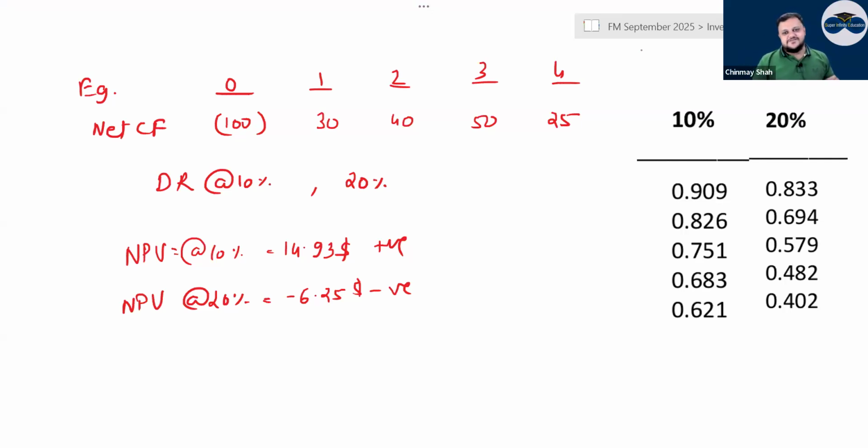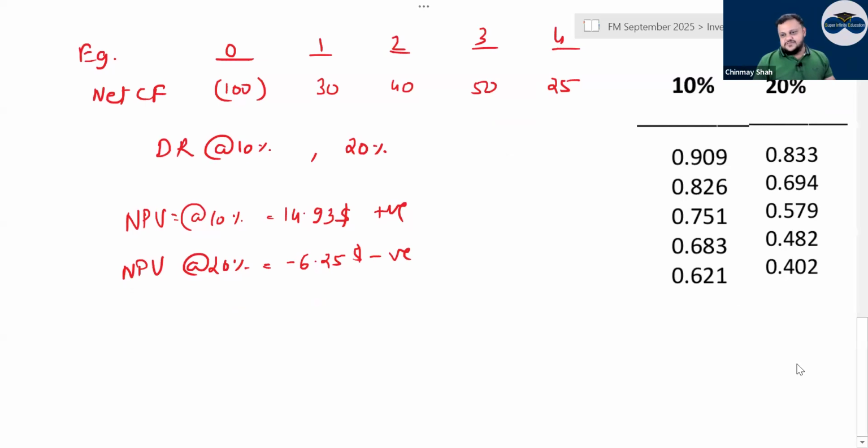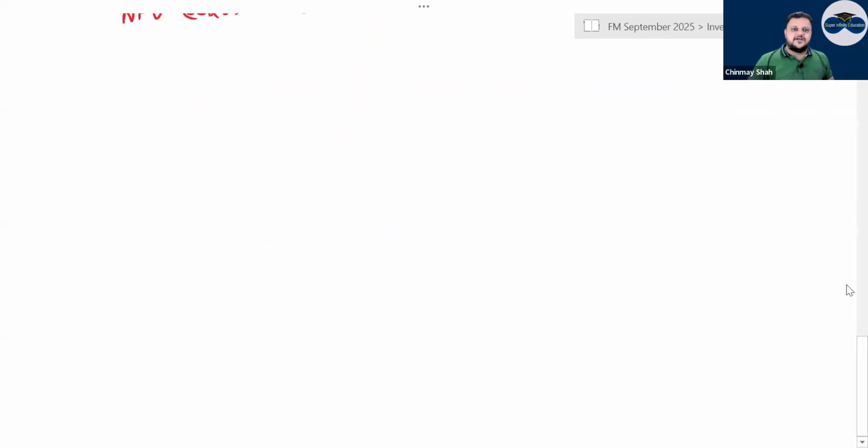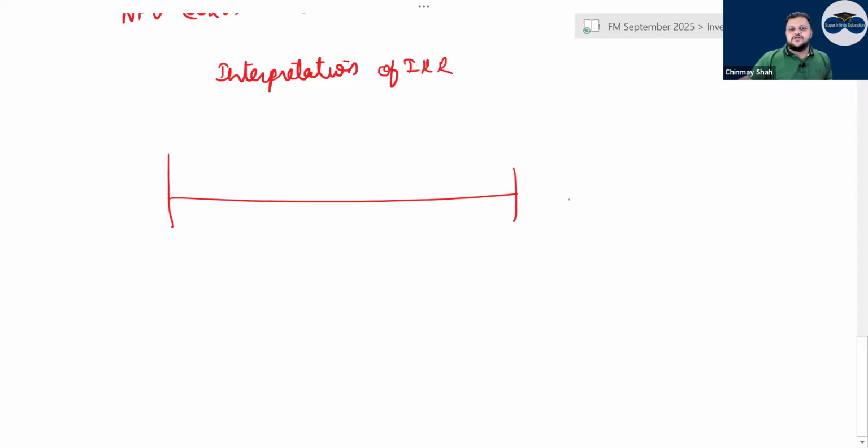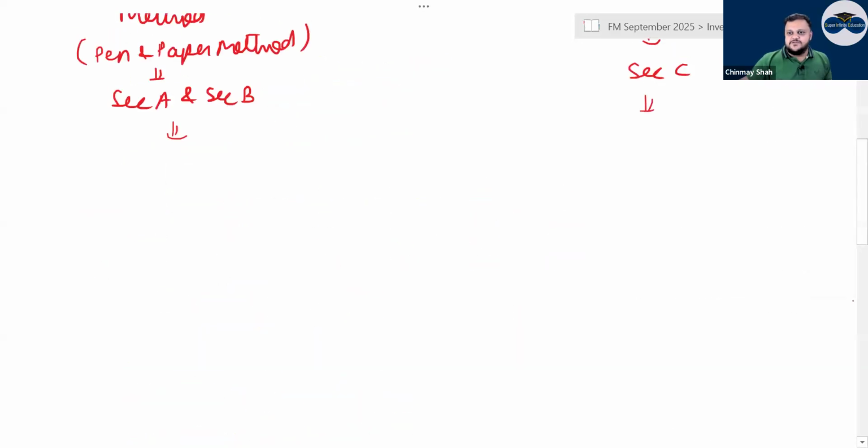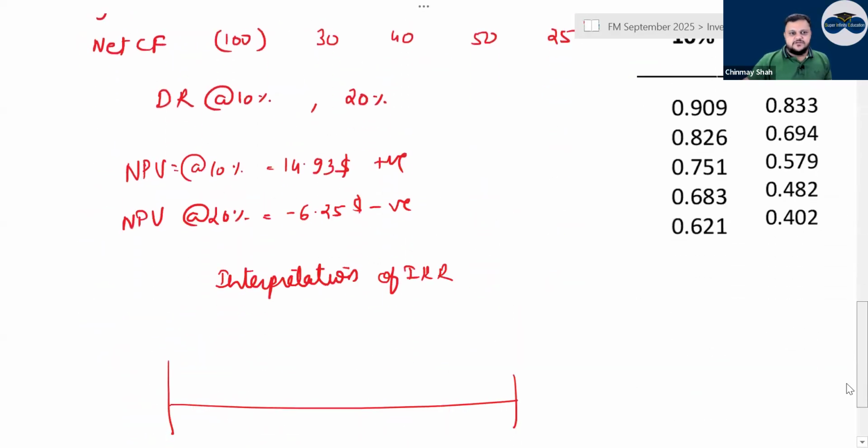M plus. Right? Chalo. Now what I want to come at, or where I want to go with this, correct? Now let me graph this. Now I will write the interpretation of IRR. Correct. Now see what I am trying to do. Okay, this is my timeline.